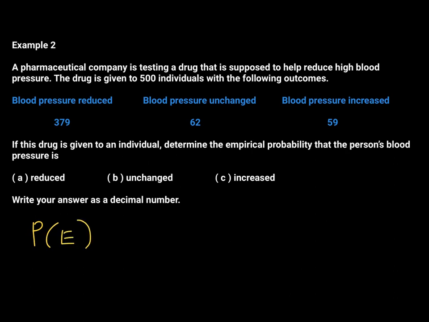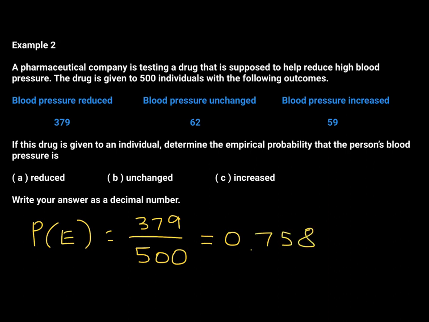The probability of the person's blood pressure being reduced is equal to. Now, we know that the denominator is 500 because that's how many total experiments there were, right? There were 500 individuals total. But out of those 500 different experiments, 379 came through as their blood pressure was reduced. So this is the answer. But as a decimal, just punch this into the calculator.